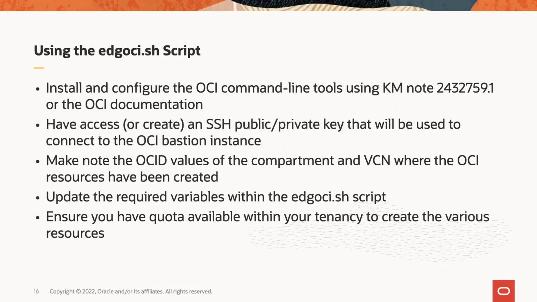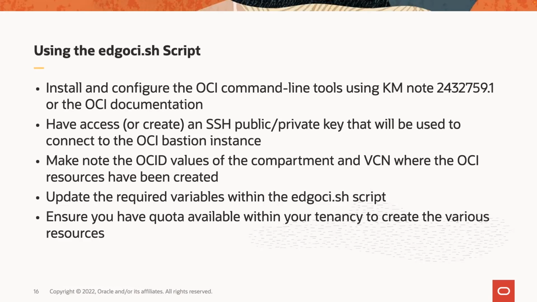Once you have a copy of the edgoci.sh script, read the comments at the top for information about setting up and using the script. Since the script uses the OCI command line interface, it is required to have the OCI command installed on the machine where the script is being run. You will edit the edgoci.sh script and update the required variables described at the top of the file. Specifically, you need to provide the full path to an SSH public and private key that will be used to make a secure connection to the Bastion host.